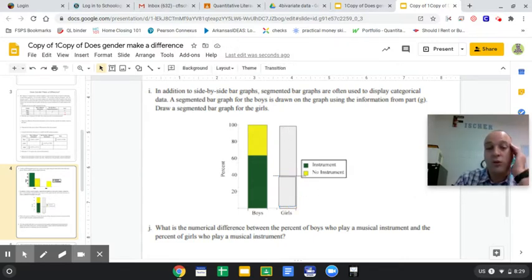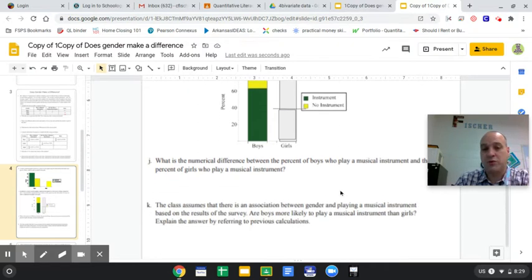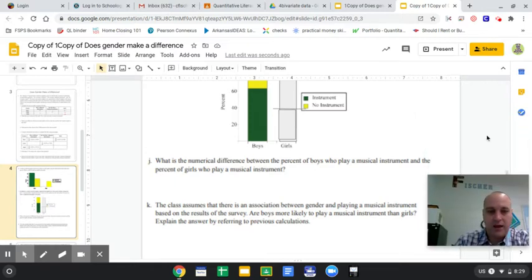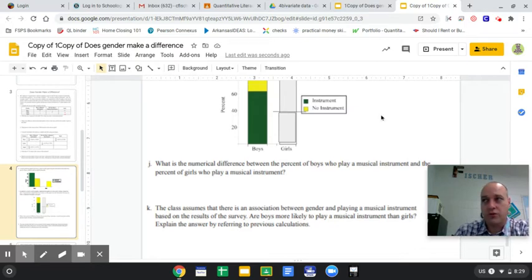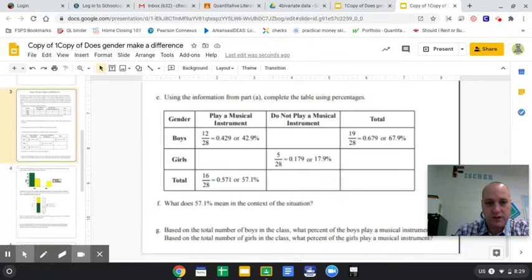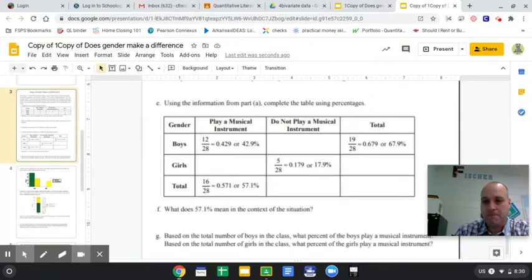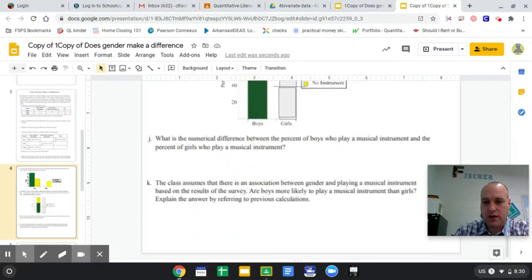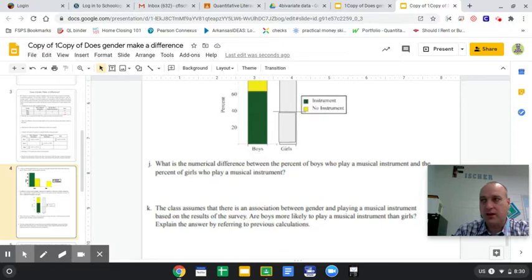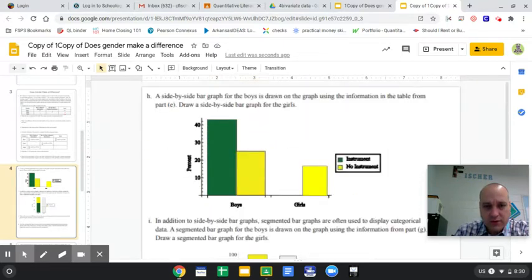All right, so what is the numerical difference between the percent of the boys who play a musical instrument and the percent of girls who play a musical instrument? So you go back up to the percent of boys and girls who play a musical instrument, and then subtract them. So you should have filled them out somewhere. I think that was probably it.